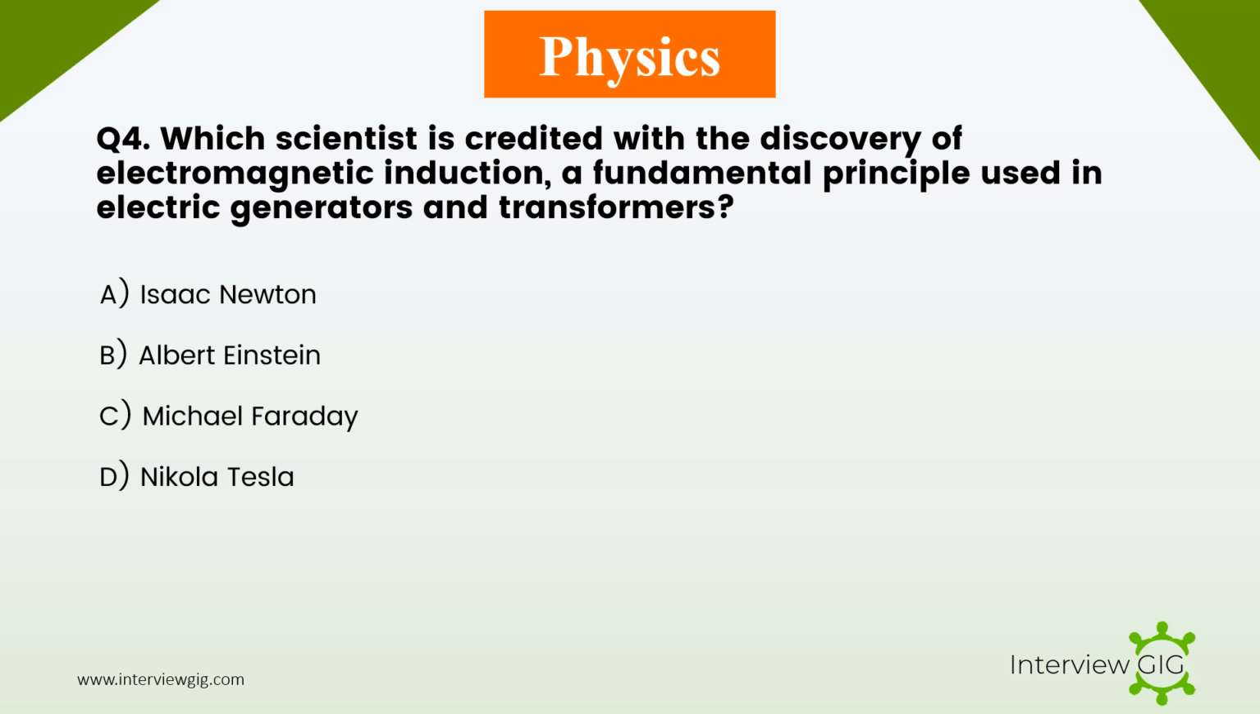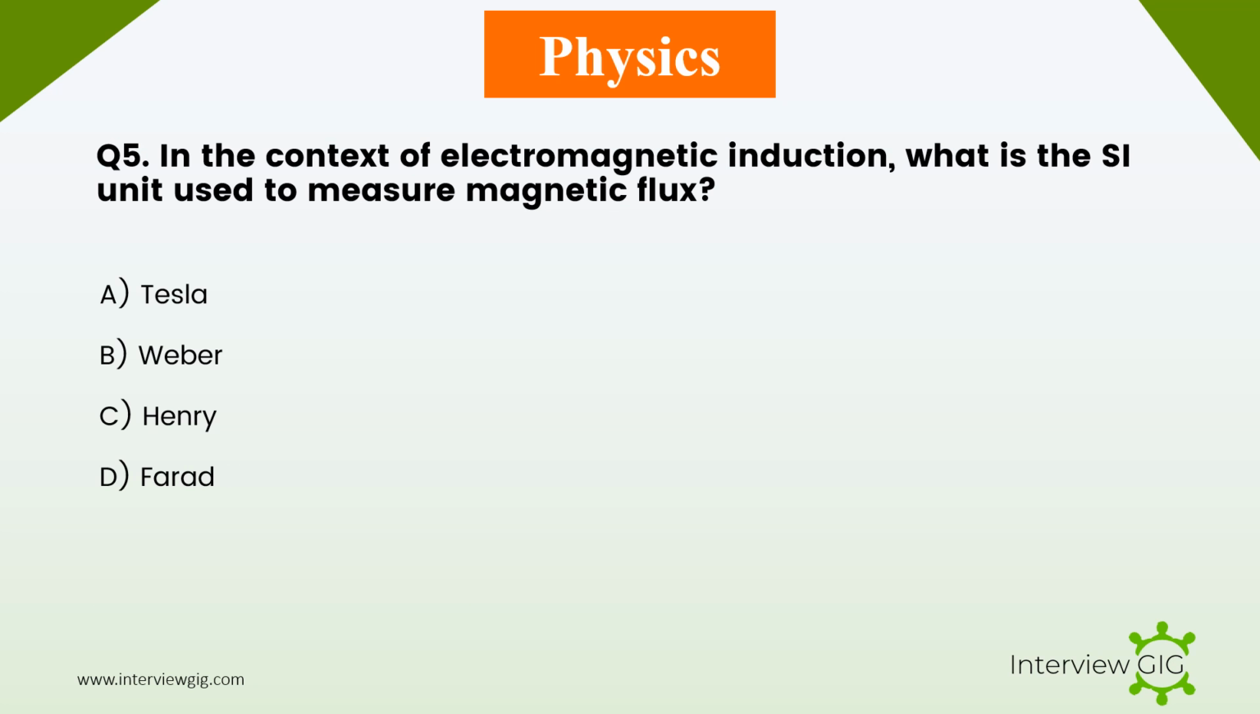Next question. Which scientist is credited with the discovery of electromagnetic induction, a fundamental principle used in electric generators and transformers? Options. A. Isaac Newton. B. Albert Einstein. C. Michael Faraday. D. Nikola Tesla. Answer C. Michael Faraday.